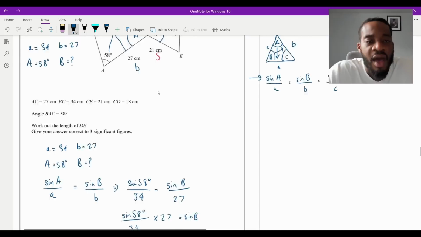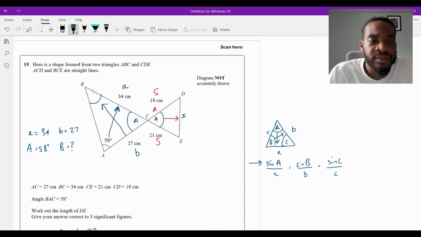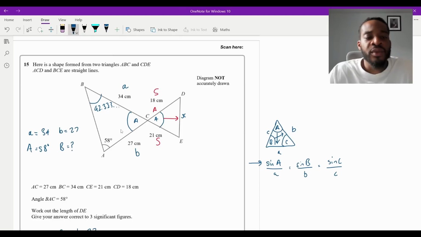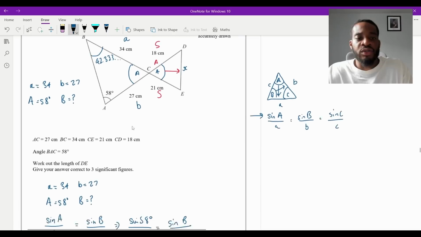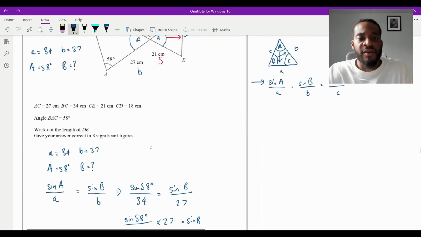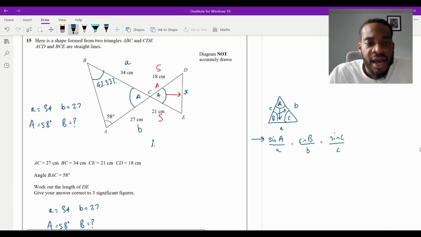Okay, so with that being said, that angle there is going to be 42.33 and so on. To calculate the angle at A, I can add these two together and take it from 180. So angle A is going to equal 180, and I'll take away those two: 58 minus that 42.33.